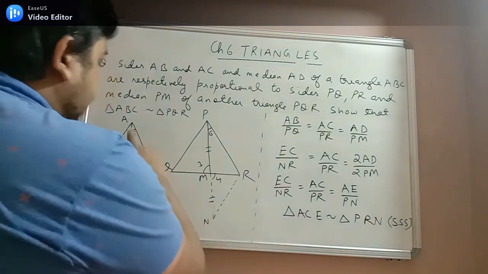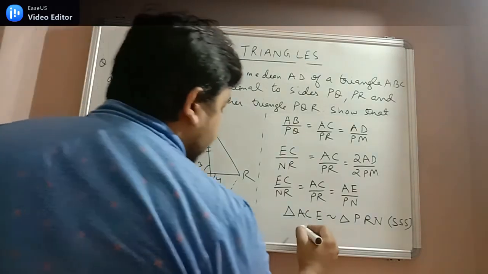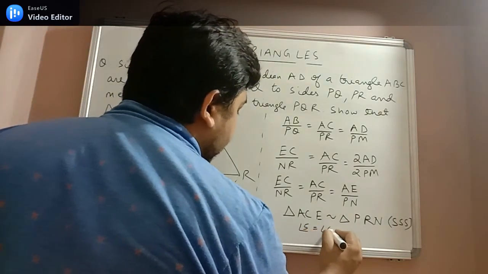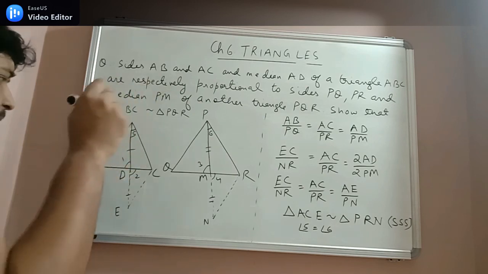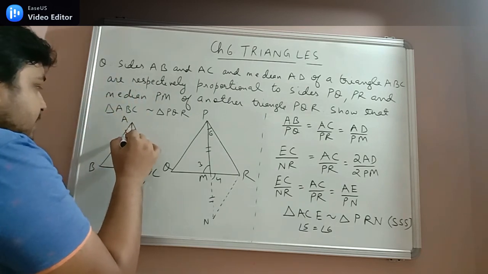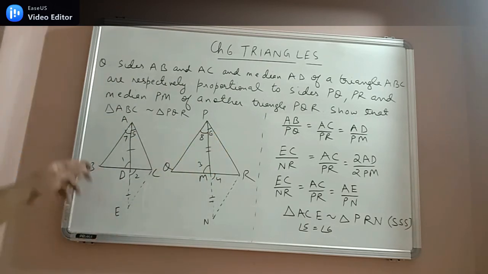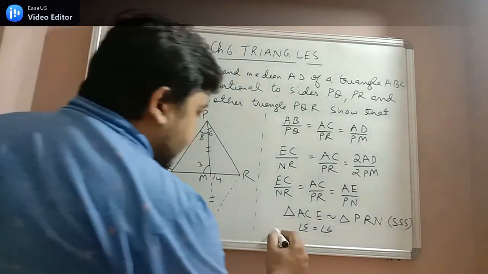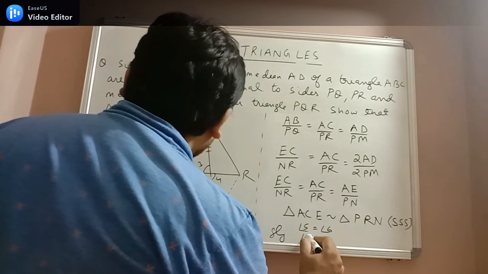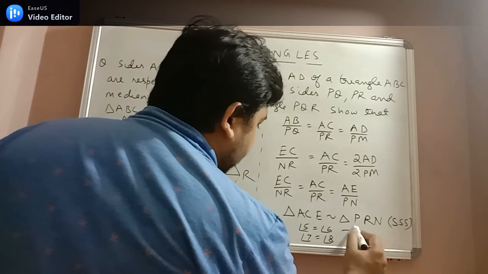So if these two triangles are similar, one can say that angle 5 is equal to angle 6, because these two are corresponding angles of two similar triangles. Now similarly we can prove that angle 7 equal to angle 8 by joining BE and joining QN. So similarly I can say that angle 7 is equal to angle 8. Equation number 1, equation number 2.